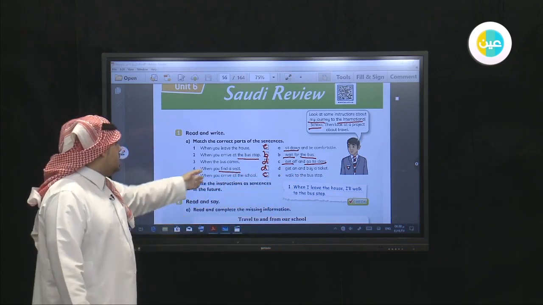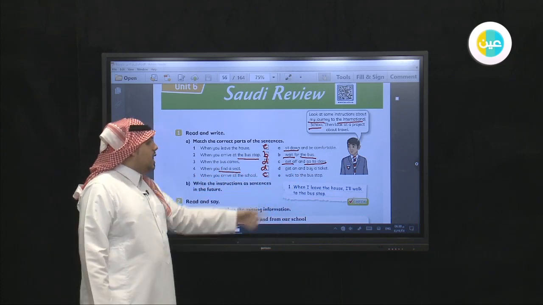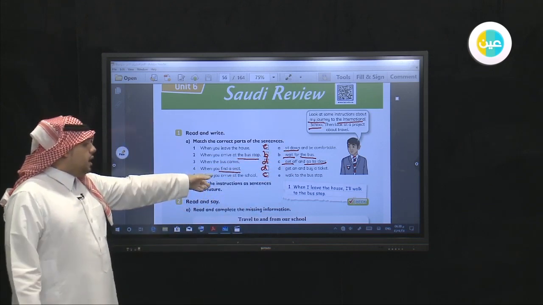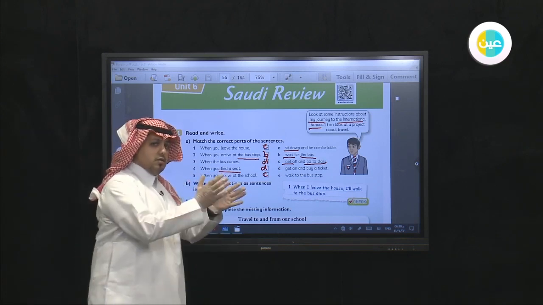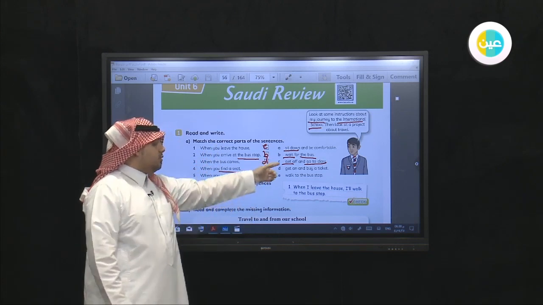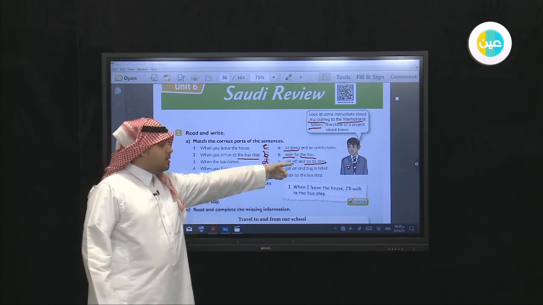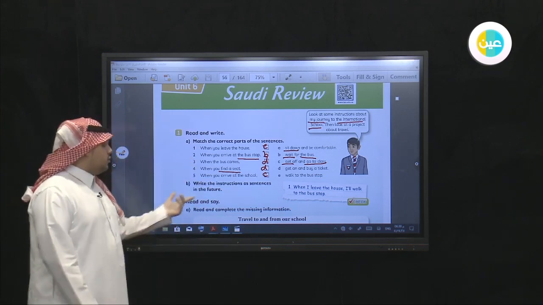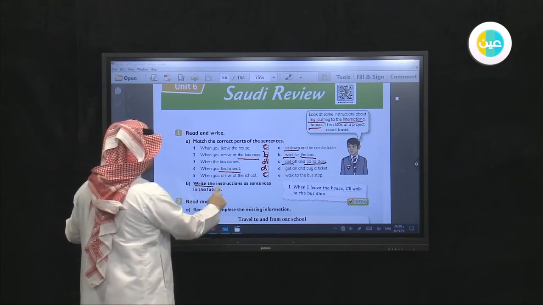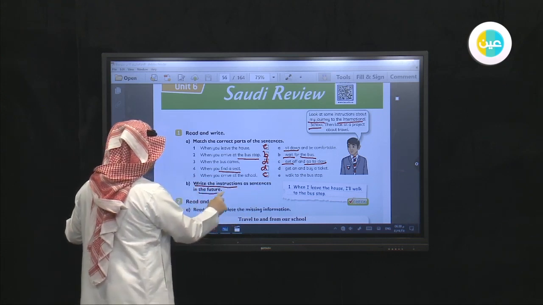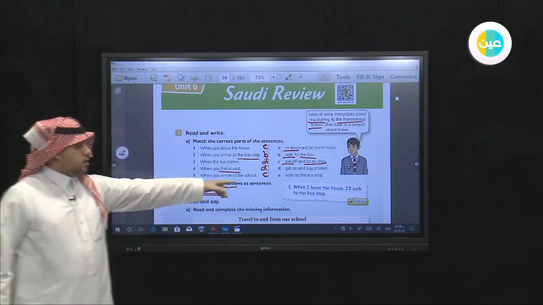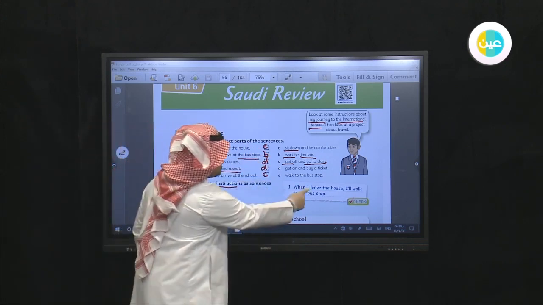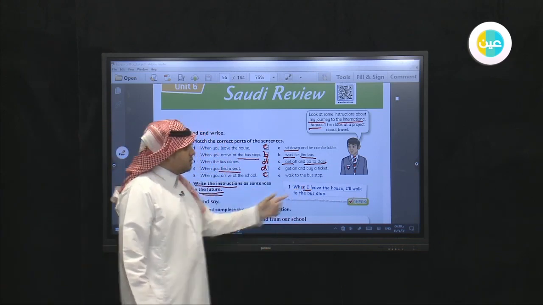When he buys a ticket, he will find his seat and will sit down and be comfortable and relax on his seat. Then, when he arrives at the school, he will get off the bus, his seat, and go to his class immediately. After you take the answer, we have here: write the instruction as a sentence in the future. Now, focus on this. After we finish this question, when I leave the house, we have here what?